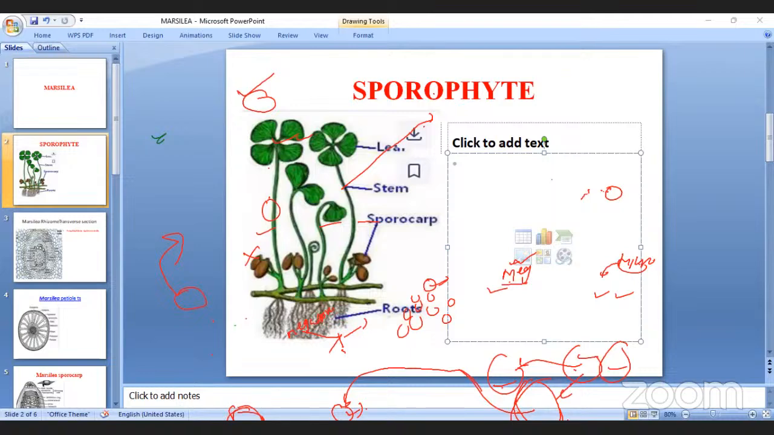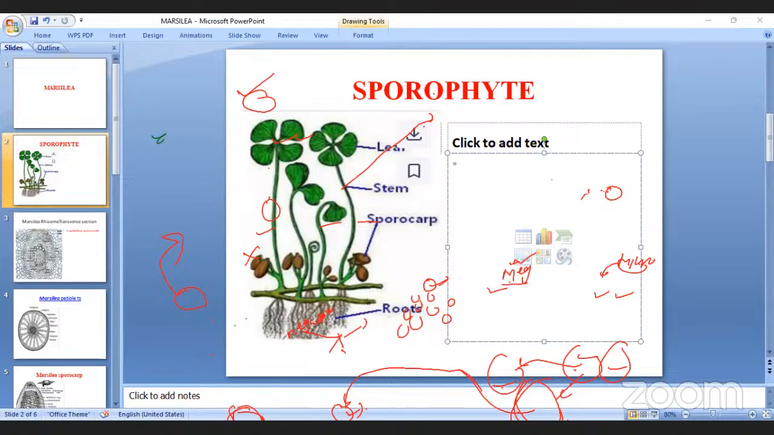This endosporic condition leads towards the formation of gymnosperms. In all gymnosperms, a similar life cycle occurs. So this is an advanced type of character of Marsilea.